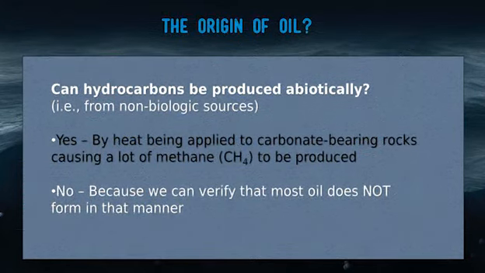Okay, we often get asked, can hydrocarbons be produced abiotically? That is, from non-biologic sources. And the answer is yes, by heat being applied to carbonate-bearing rocks, say limestone. If you apply heat to a limestone, you'll produce methane from it, which is one of the hydrocarbons that is in oil, and well, particularly in natural gas. But on the other side of the coin, the answer is no. Why? Because we can verify that most oil does not form in that manner. And there's a good reason.